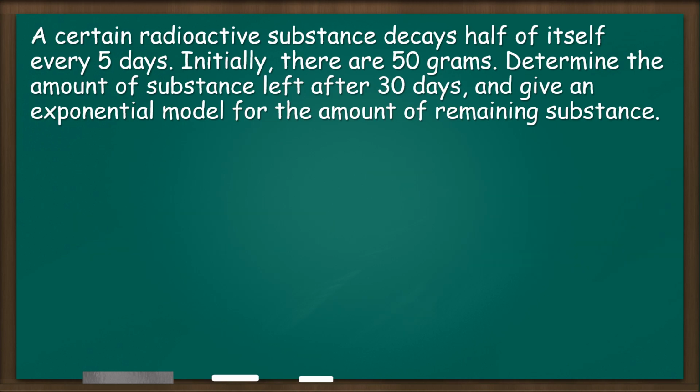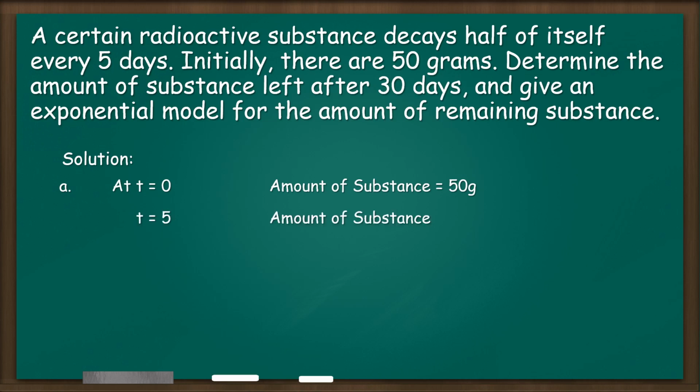Let's solve! At the initial time, t equal to 0, the amount of substance is equal to 50 grams. At t equal to 5, the amount of substance is equal to 50 multiplied by 1/2 raised to 5 all over 5, or simply 50 times 1/2 raised to 1, which is equal to 25 grams.